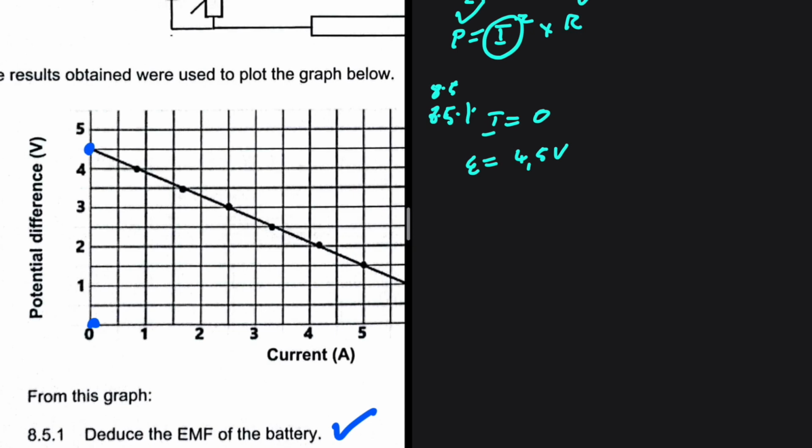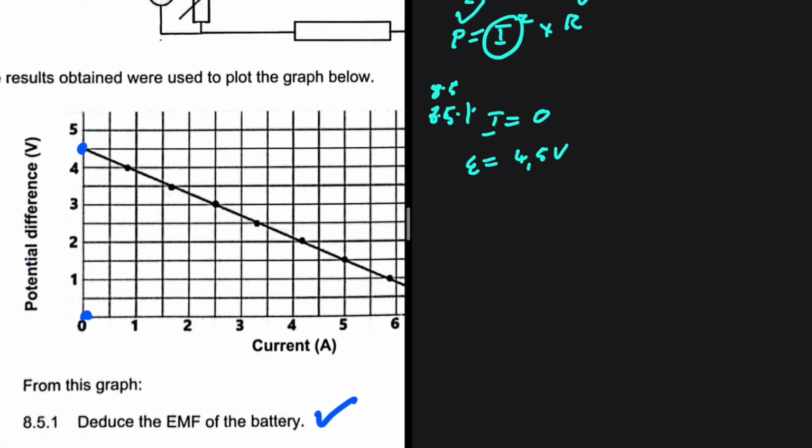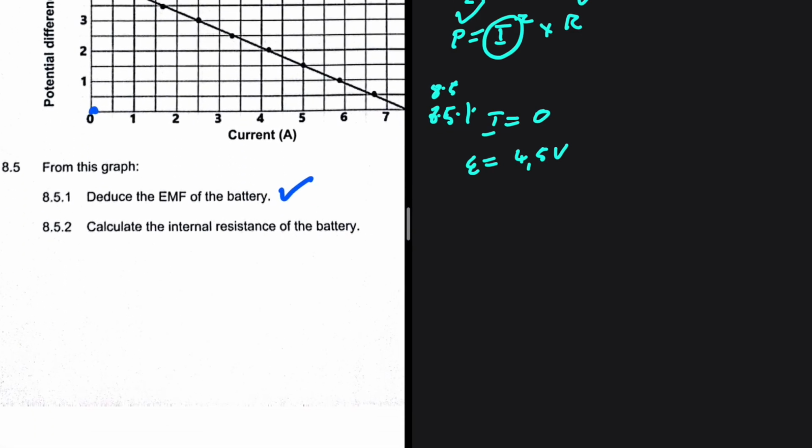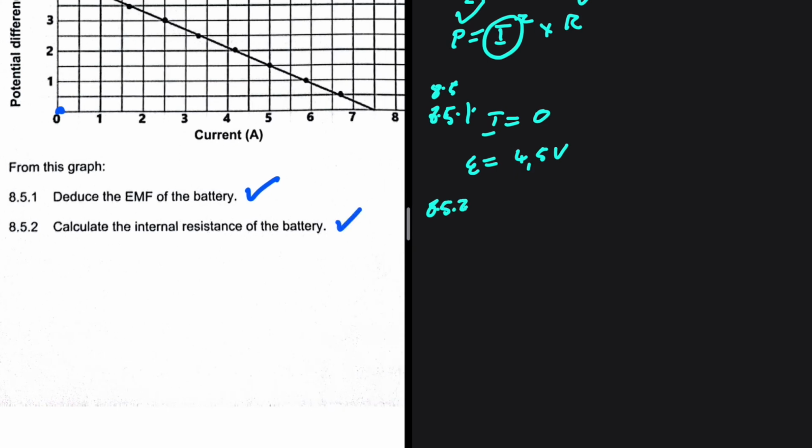Another definition for the EMF, it is the reading on the voltmeter connected across the ends of the battery when there is no current flowing, just like in our case. Right, 8.5.2, calculate the internal resistance of the battery.